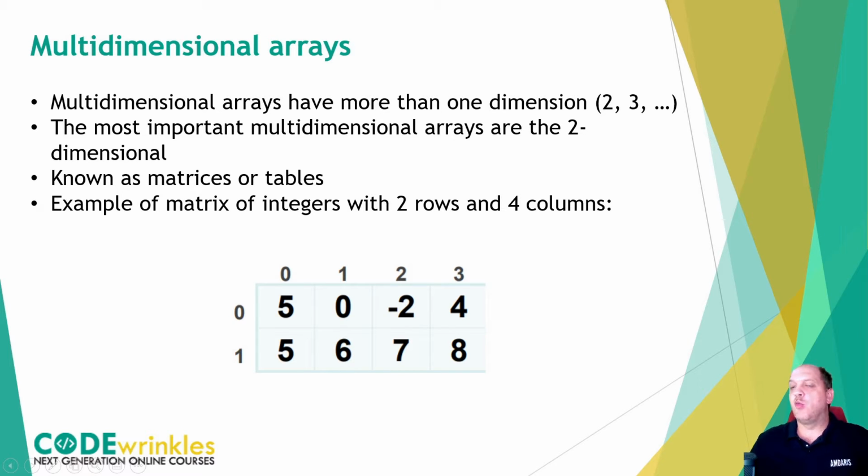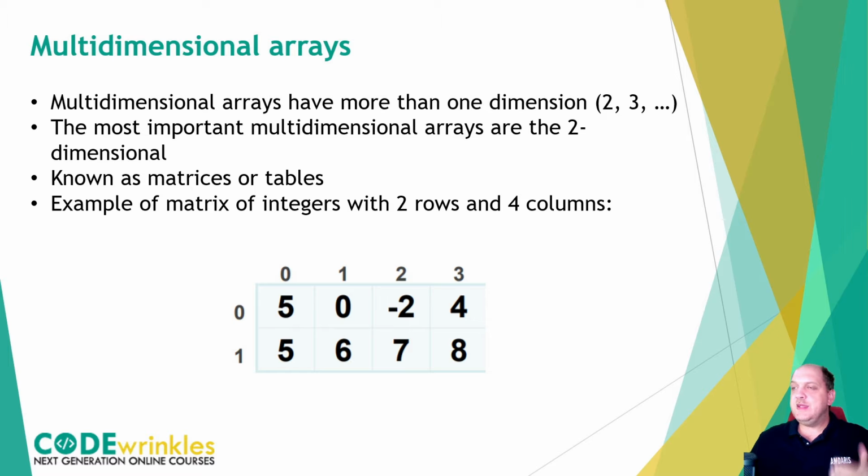like we see here. On the screen we have a representation of such a two-dimensional array that consists of two arrays. This would be the first array, 5, 0, minus 2, 4, and this would be the second array, 5, 6, 7, and 8. If we imagine those arrays one under the other, then we can visualize it as a table. Each array in this 2D array represents a row, like we have this one and this one. Then we can have columns: this would be the first column, this the second, this the third, and this, of course, the fourth column.